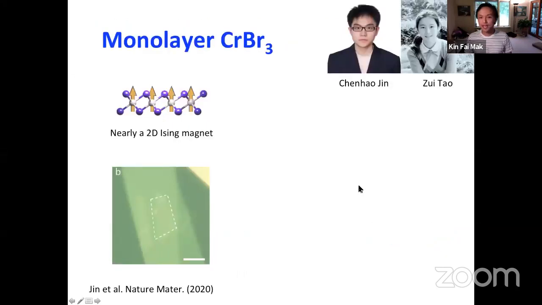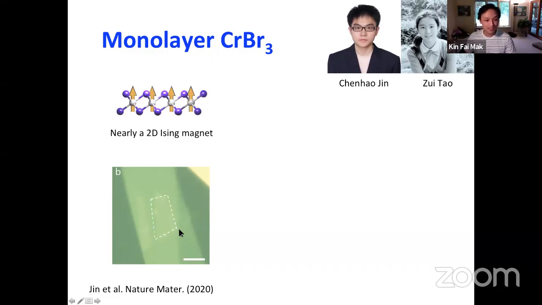Okay, so the question is, can we directly see such critical fluctuation in a model system that is pretty much close to an Ising 2D magnet? And the system we are looking at is 2D chromium bromide. You may wonder why we actually switched to the bromide here instead of iodide. We can also see the same thing in iodide as well, but for some reason we have chosen chromium bromide for now.